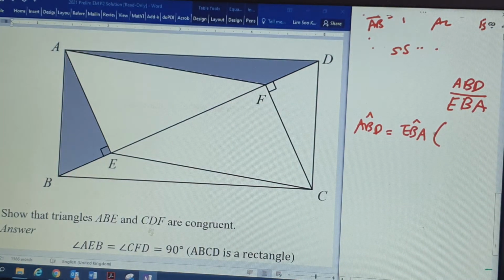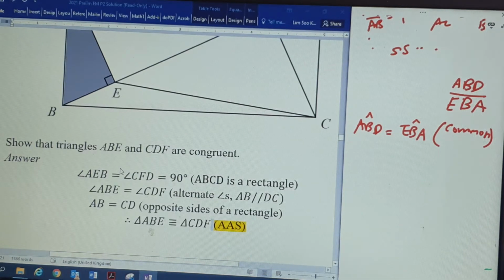Okay, that's great, how smart we are. So it's called common angle. I just say common can already. Common means they are the same. They share the same angle. It's like a common corridor outside your classroom. Common angle outside your classroom. Okay, now let's go to the next one.